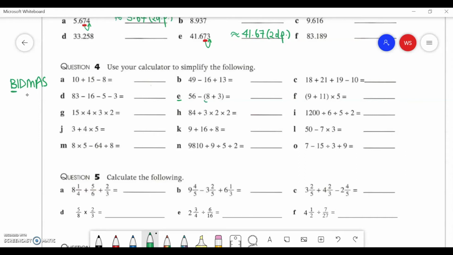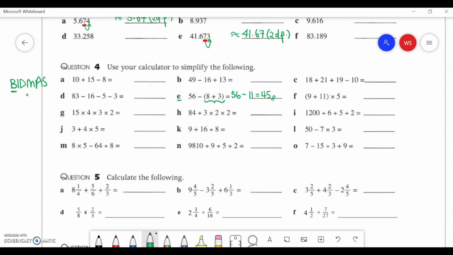So we will solve this first, 8 plus 3 within the brackets before solving the rest. So we'll copy out the same. 56 minus 8 plus 3 gives you 11. Now that we're done with that step, we're just left with subtracting 11 from 56. So that will equate to 45. 45 will be your answer from there.